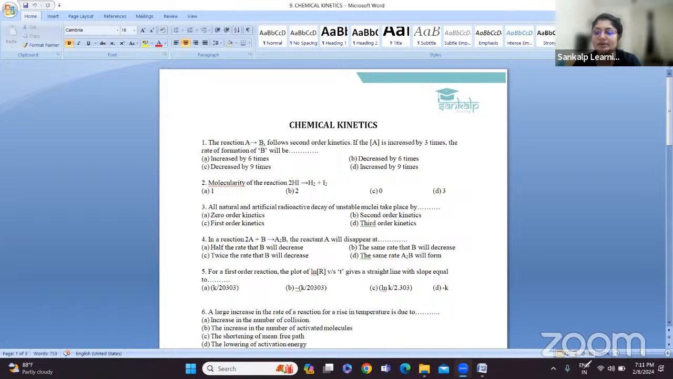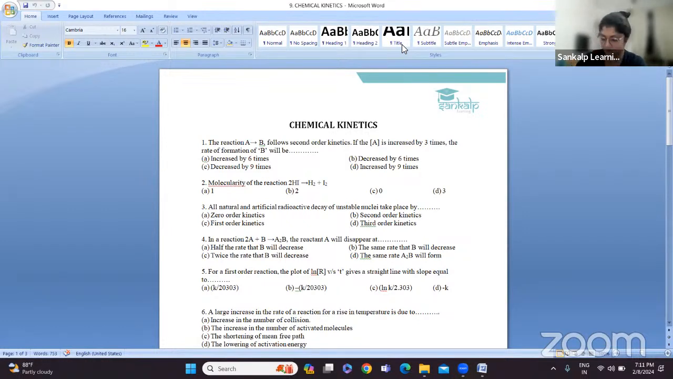Then the differences between order and molecularity of a reaction, then a pseudo first order reaction. These are the important things from this particular chapter. From chemical kinetics, the derivations are very important: zero order reaction, first order, half-life. And the problems on half-life.